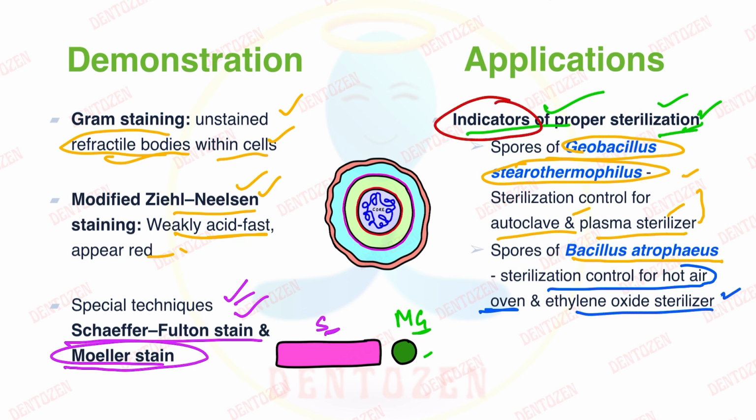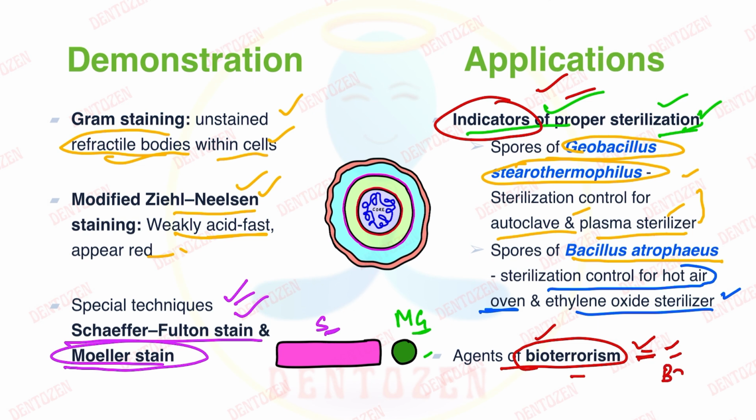Another use of spores can be as agents of bioterrorism. That means some people can use these spores to cause damage to humans. So these spores, especially the Bacillus spores, can be used for this purpose. So those are the demonstration and applications.